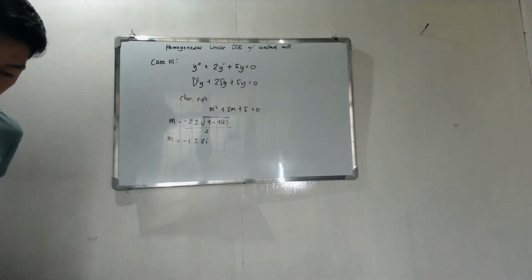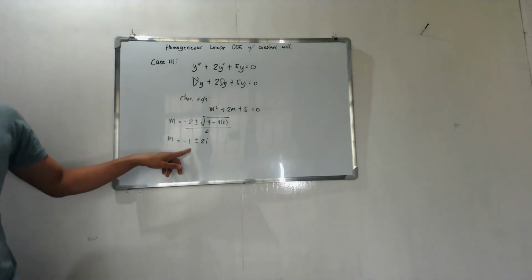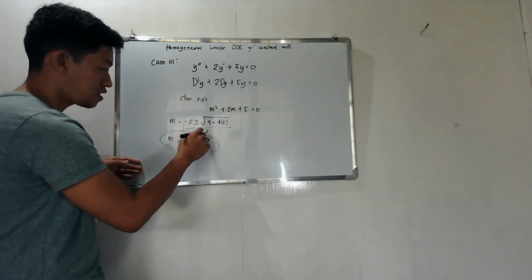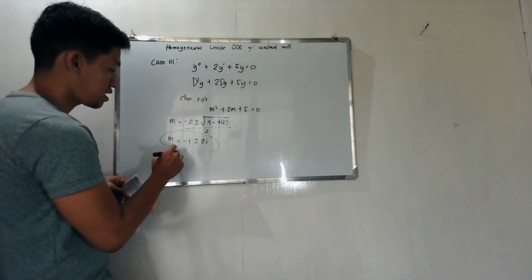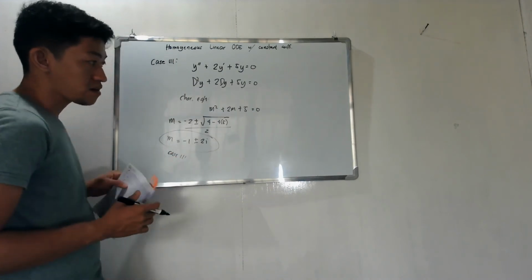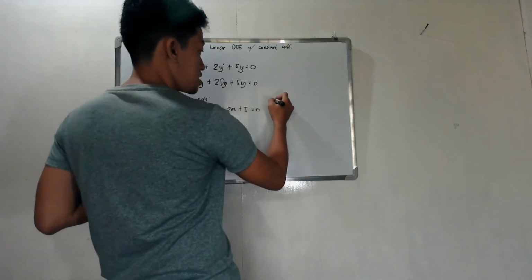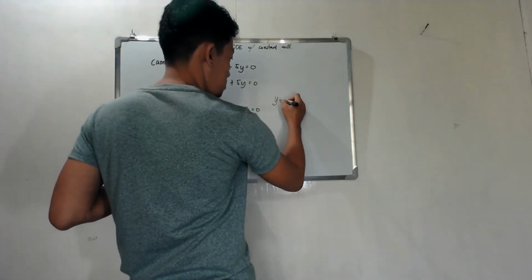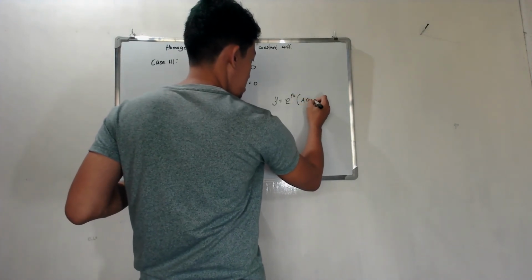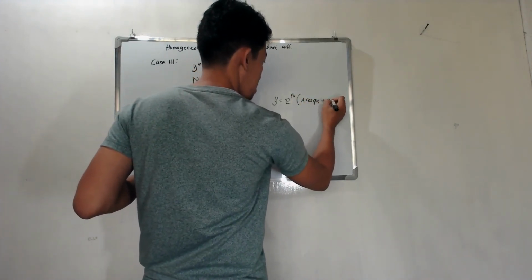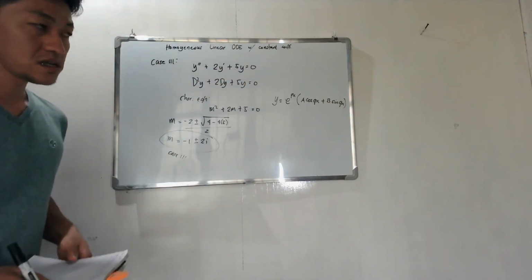Okay? So, you have a complex number. Now, case 3. This is case 3. Okay, for case 3, how do you get the general solution? You will use this format. y is equal to e to the px times A cosine qx plus B sine qx.